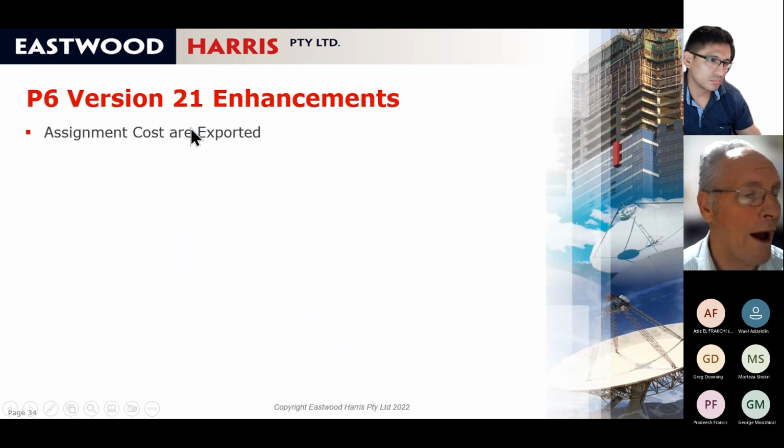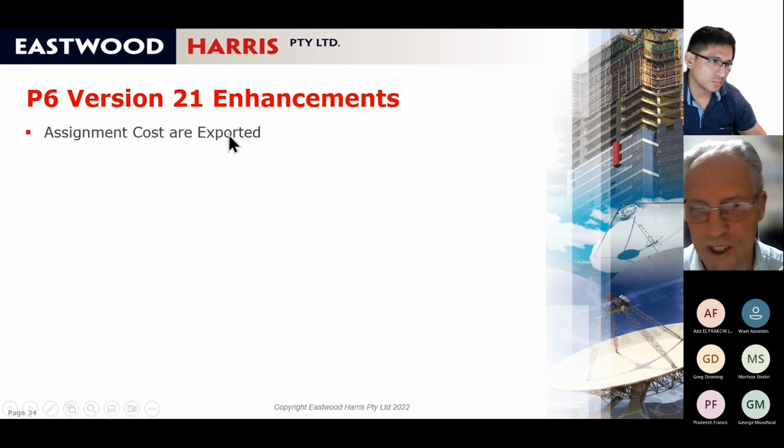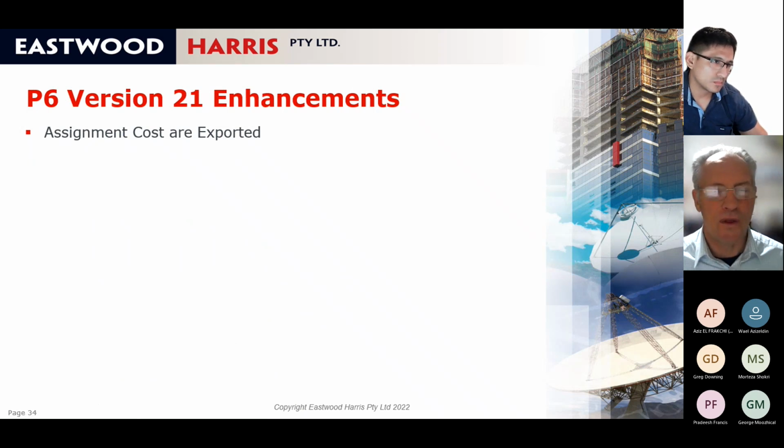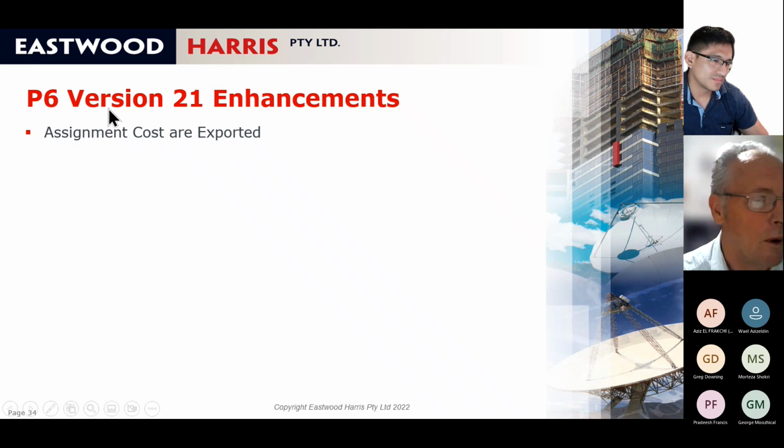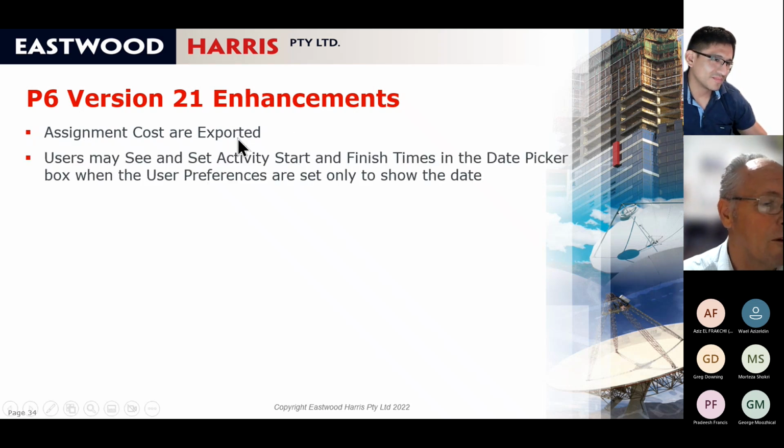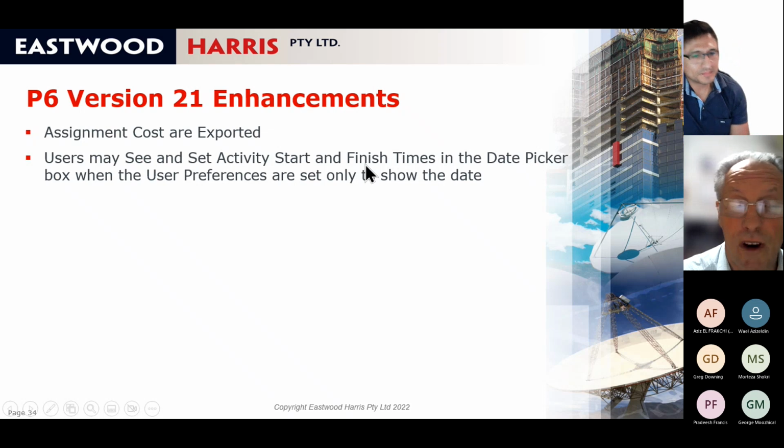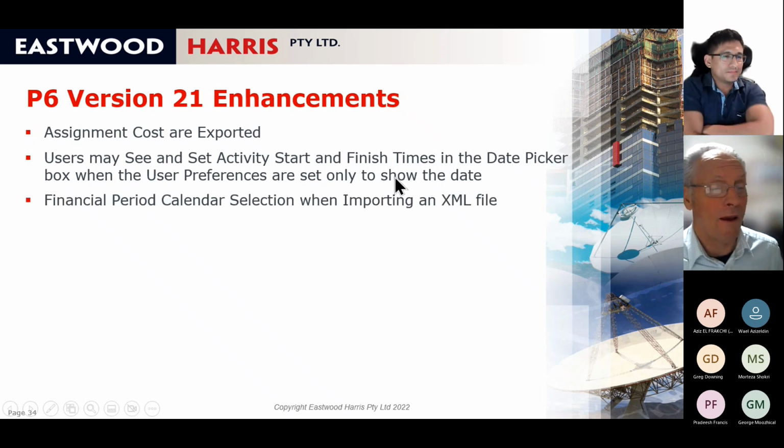Version 21 enhancements: assignment costs are exported. This is really hard to explain. I did a day's worth of testing to try and work out what's going on here, but anyway, I can go through that and see what I found. Users may see and set activity start and finish times in the date picker box. This is really useful, and I'll talk about that.